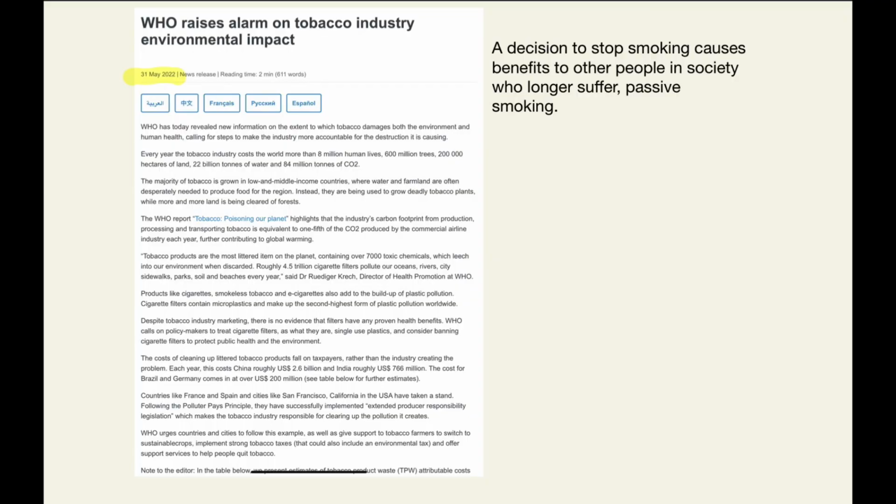An example of a positive externality could be a decision to stop smoking, which causes benefit to other people in society who no longer suffer passive smoking, and that is how we can see a recent article that was posted on how the tobacco industry has an environmental impact. An example of a negative externality could be consuming alcohol, which leads to an increase in drunkenness and health issues.